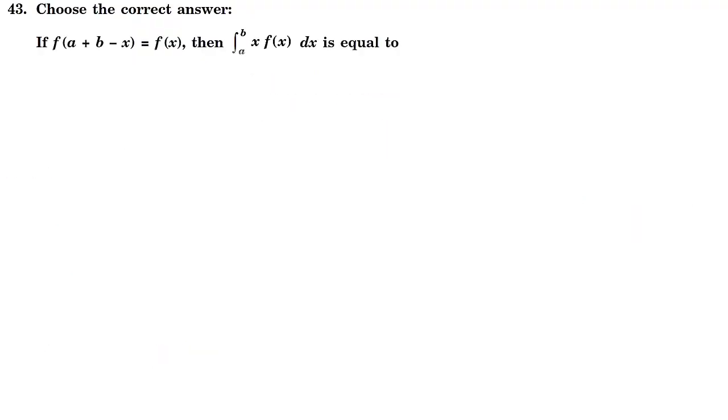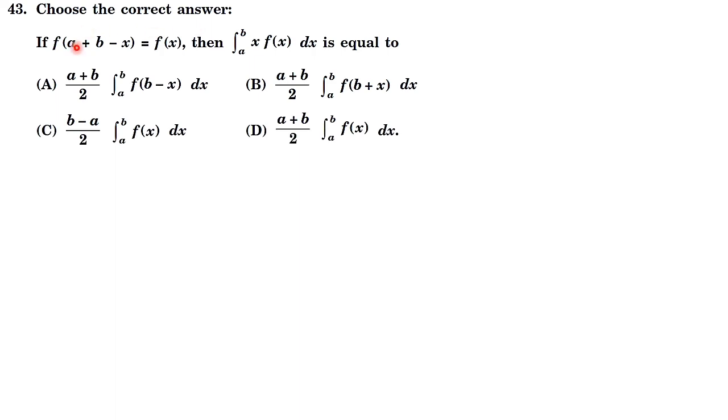Next we shall discuss question number 43. Choose the correct answer. If f(a + b − x) is equal to f(x), then the integral from a to b of x f(x) dx is equal to, four options are there. We need to choose the correct option. So given f(a + b − x) = f(x), label it as equation number 1. This is a given condition.